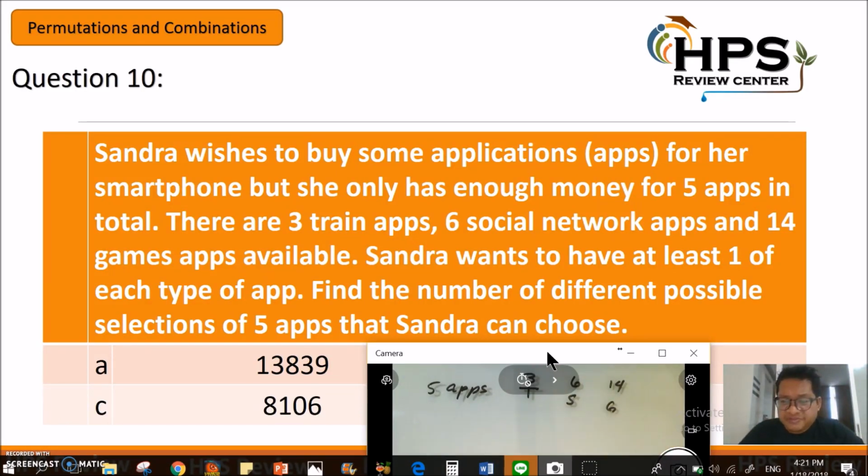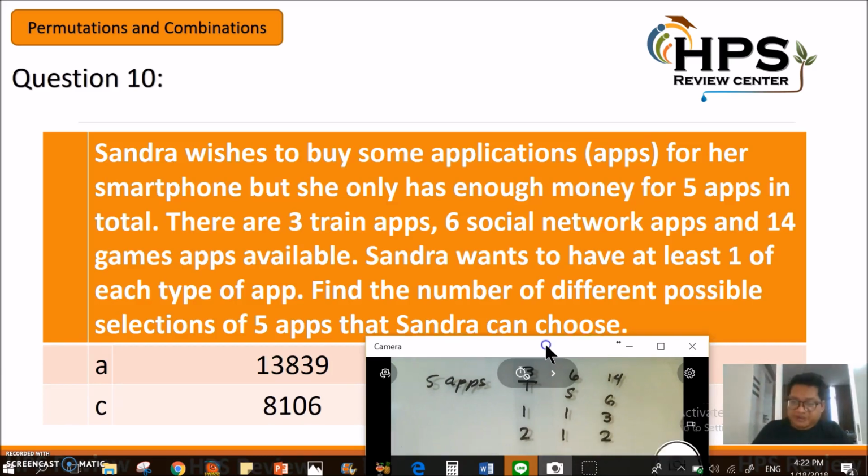Alright? And then, what does she want? Sandra wants to have at least one of each type of apps. Find the number of different possible selections of apps that Sandra can choose. So, what are the possibilities? Because she needs at least one. So it could be one here, and then for the game apps she has 3. Then it could be 2 here, 1 here, and that's 2 there.